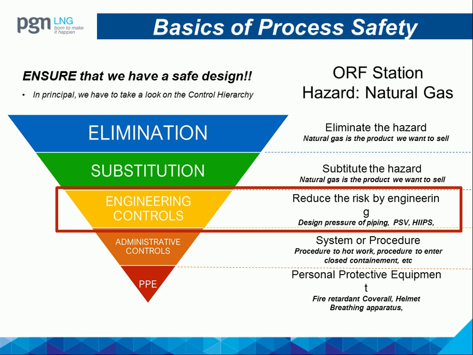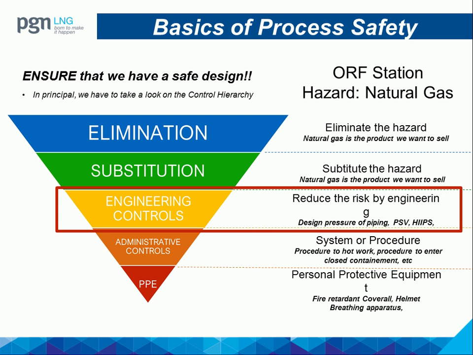The next one after the engineering control is administrative control. Basically, we would like to create or develop a system or procedure to ensure that if something is not normal, we do it in the right way, in a correct manner. For example, we should make a procedure for hot work or a procedure to enter a closed containment system or confined space.